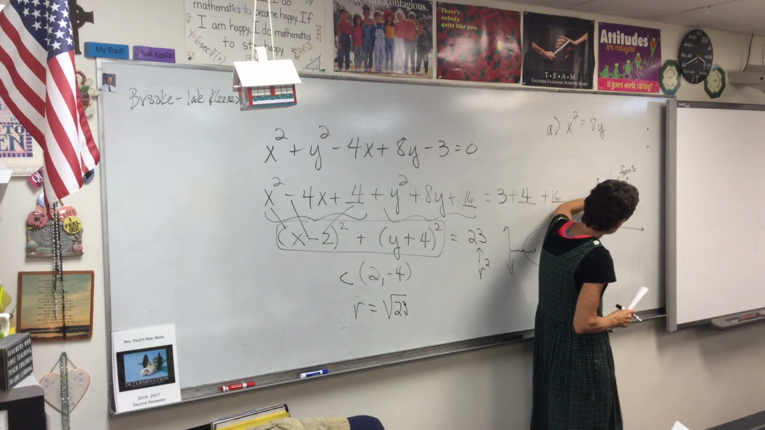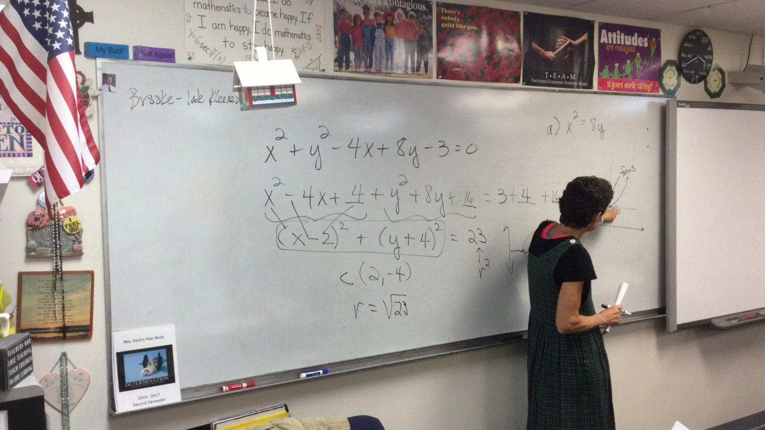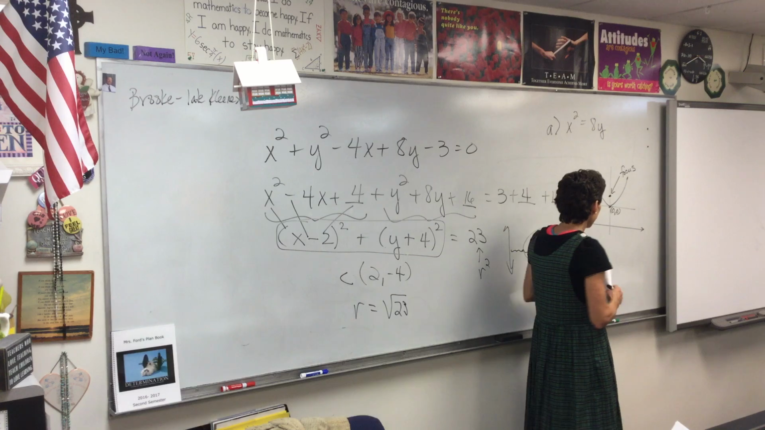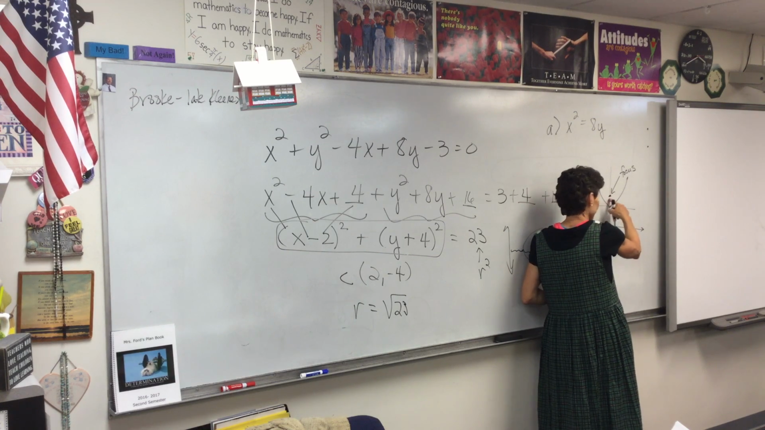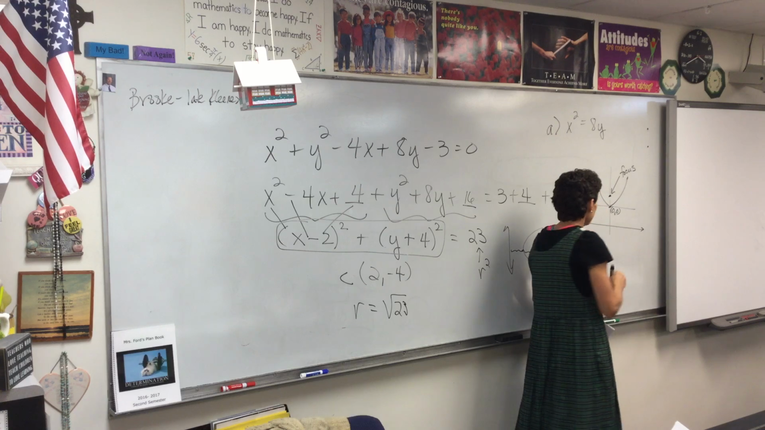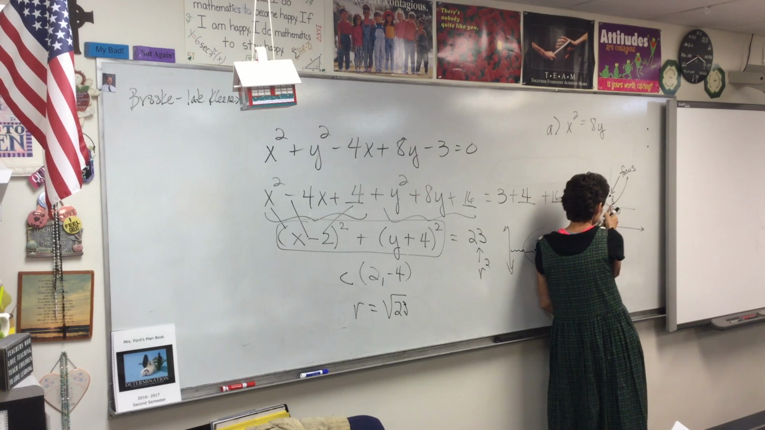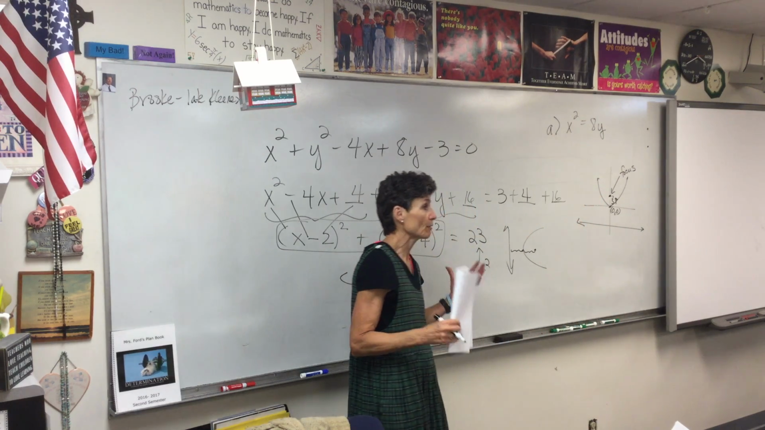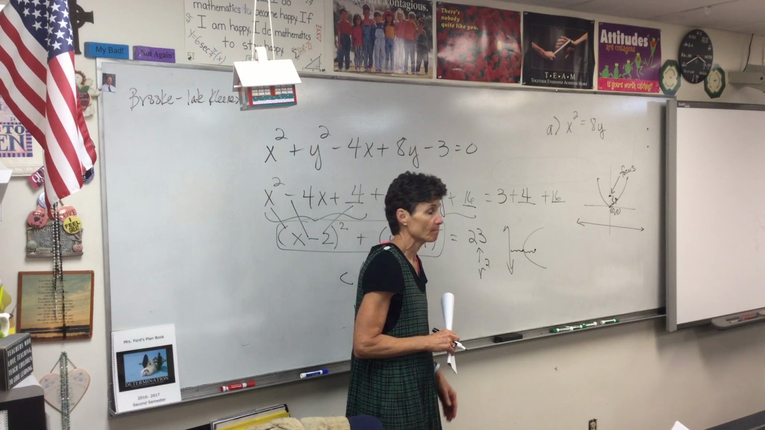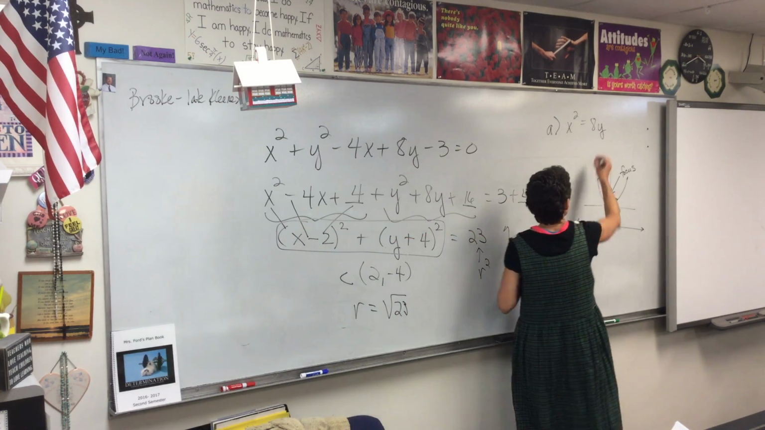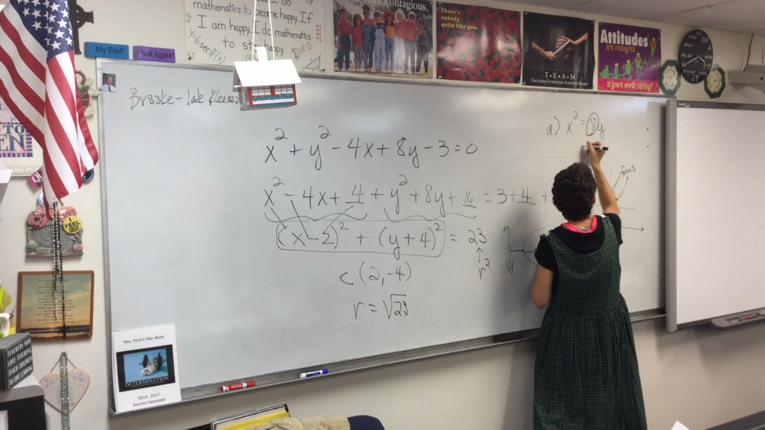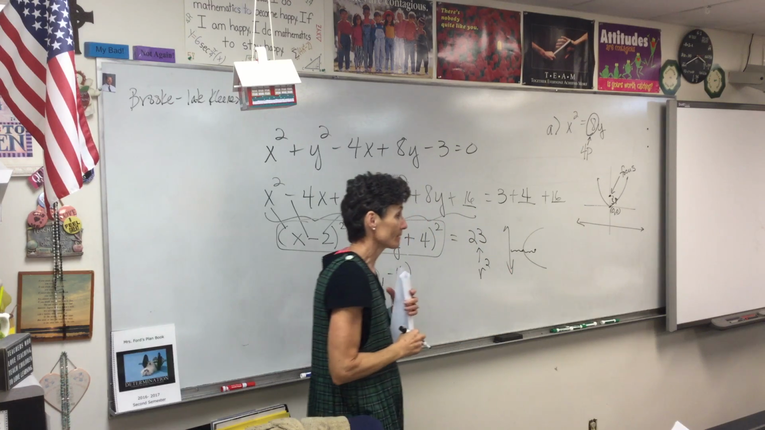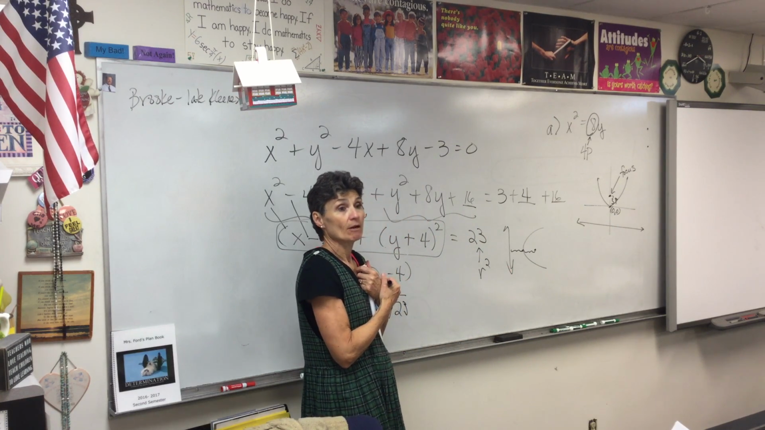So however far it is from here to here is exactly the same as how far it is from here to here. So I would know what that point was if I knew how far that distance was, right? That distance right there from the vertex to the focus is called P. We use the letter P to denote that distance. In your equation, this number right here is always 4P.